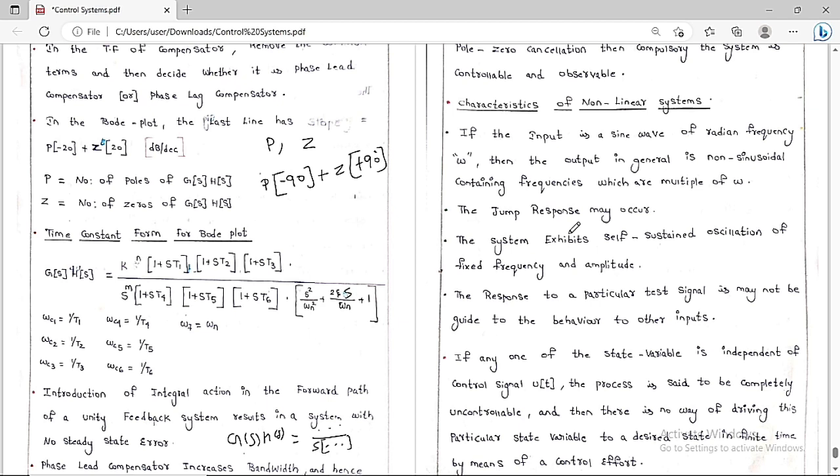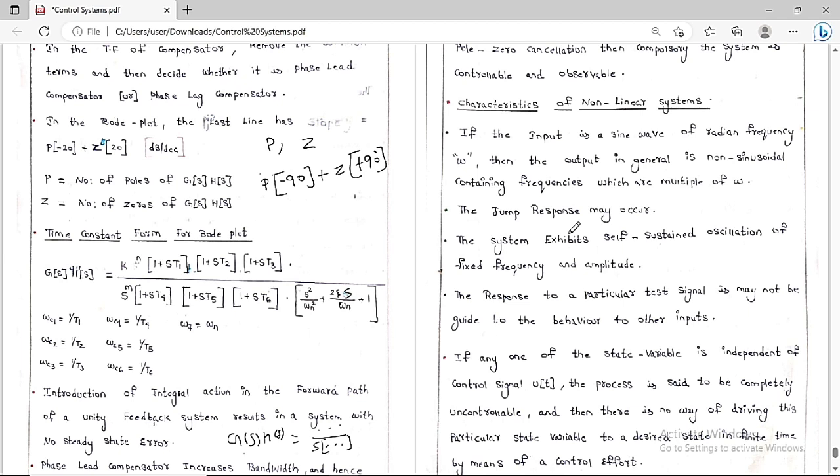The jump response may occur, a sudden change in output you can see. And in the case of non-linear systems, the system is going to exhibit self-sustained oscillations of fixed frequency as well as amplitude. So even though input is equal to 0, output is not equal to 0, which has some fixed frequency of oscillations with some amplitude. It will have some self-sustained oscillations of fixed frequency as well as amplitude in the case of non-linear systems.